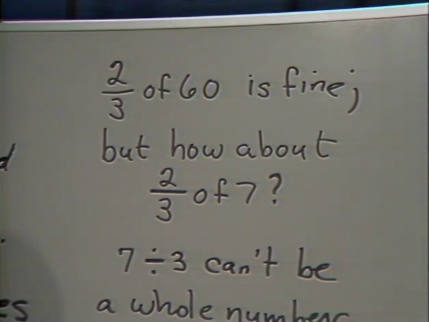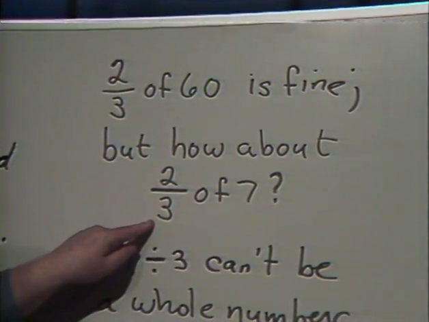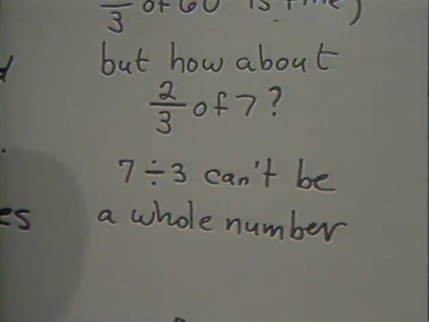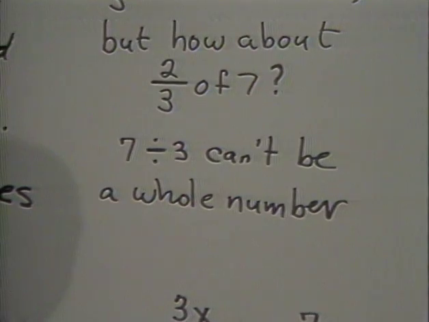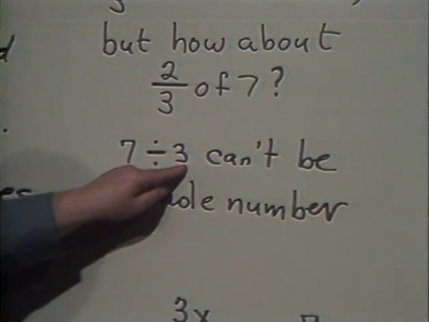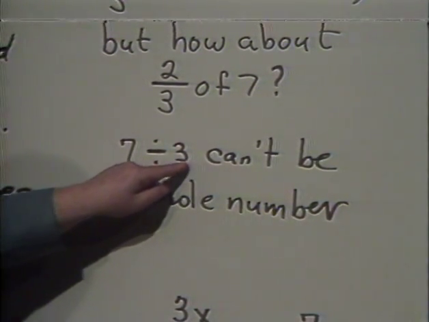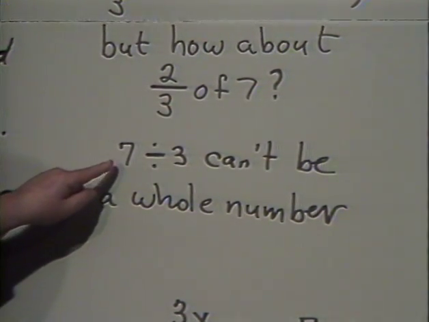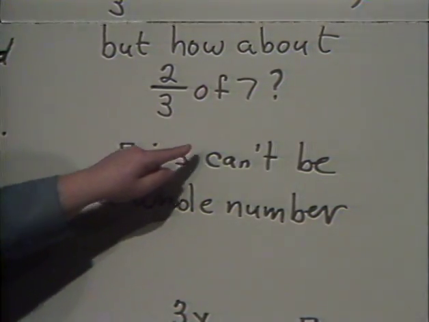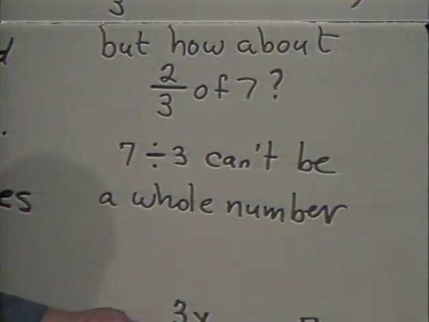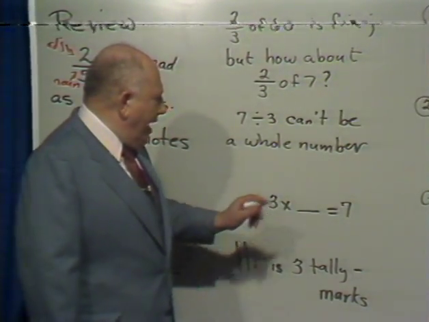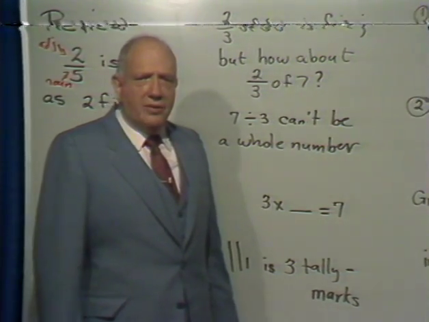But how about 2/3 of 7? You say, well, let's see. 7 divided by 3, and then we'll multiply by 2. But you see, 7 divided by 3 can't be a whole number. Why can't it be a whole number? Well, the meaning of division is what? The answer to a division problem is the number you must multiply this one by to get this one. In other words, when you say 7 divided by 3 equals blank, that's the same as saying 3 times blank equals 7.